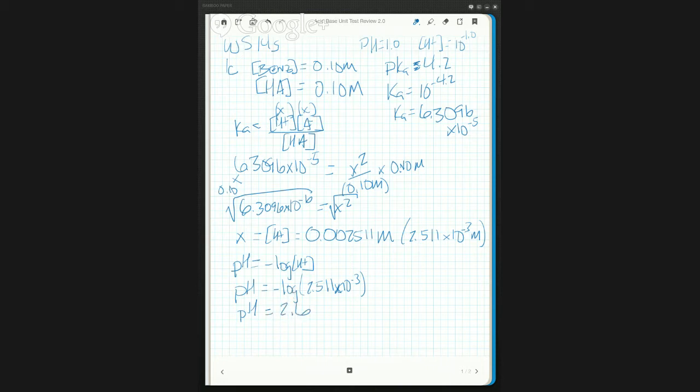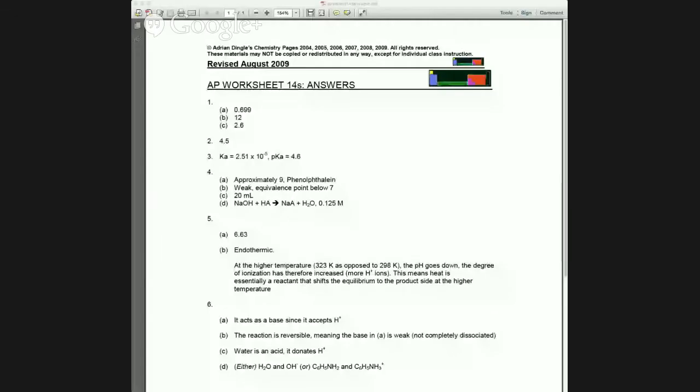And if I look at the key, that is exactly what it came out with. Let me show you the key really quick. And there it is, 1C, 2.6. Yay! Okay, so that's the first one down. Let's go on to the second one.